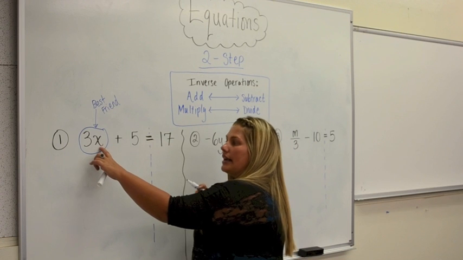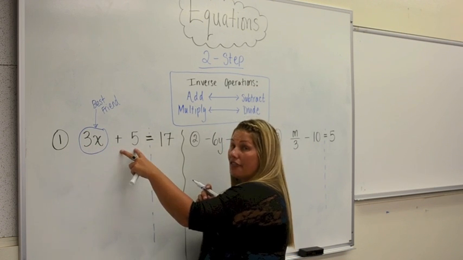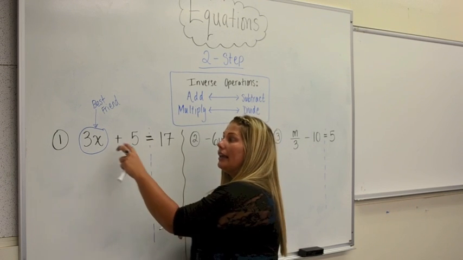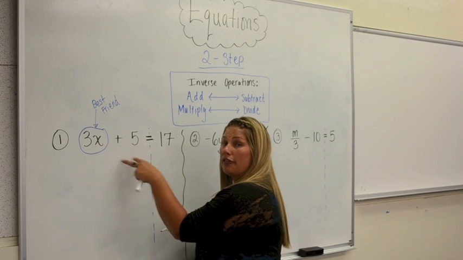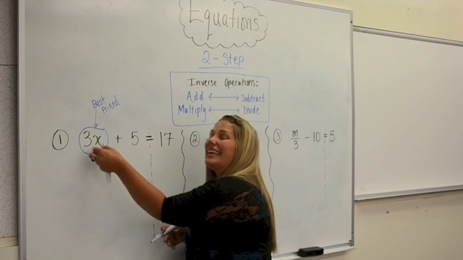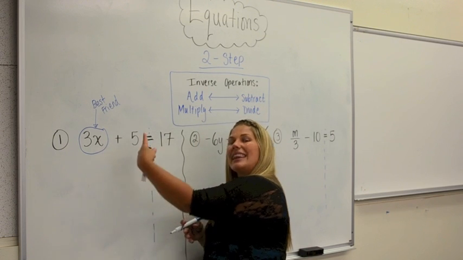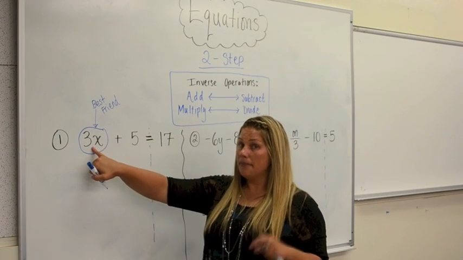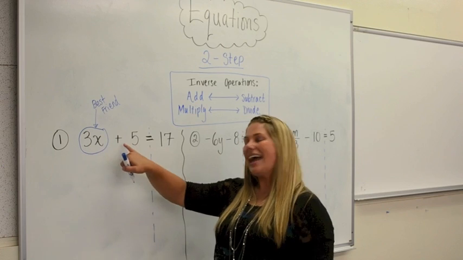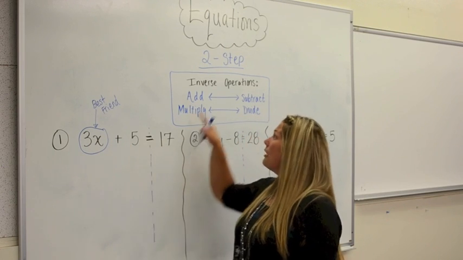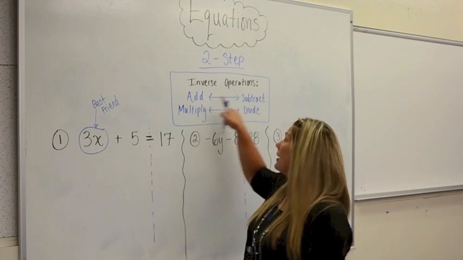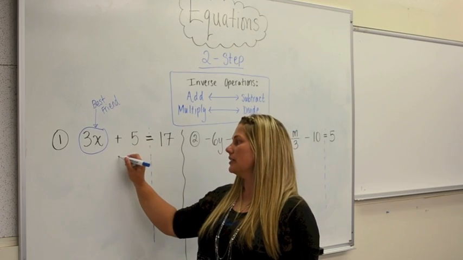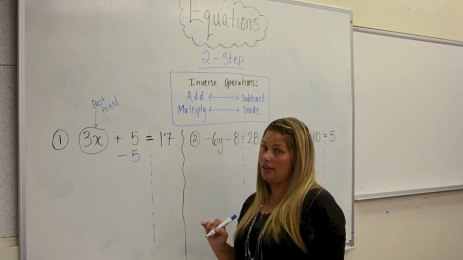So right here next to the x, we have a 3 and a 5. We're going to have to get rid of both of them. But when we choose which one to get rid of first, we always keep our best friend and get rid of the other one first. So if I'm going to keep the 3 with that x, I have to get rid of this 5. And remember, to get rid of an addition, we have to subtract. So to get rid of a plus 5, the inverse is minus 5.